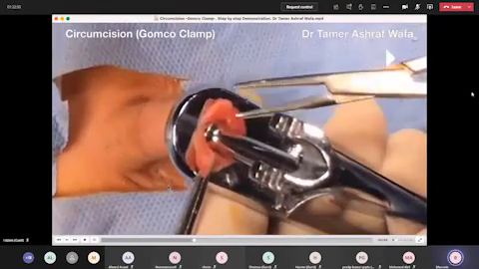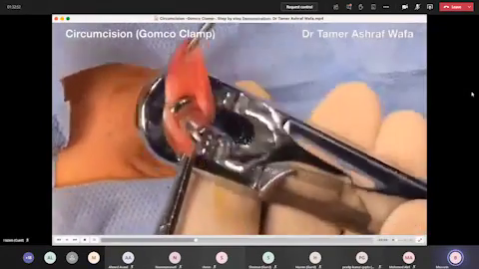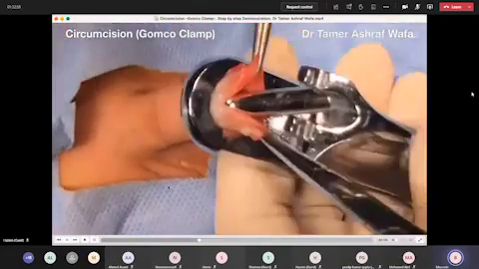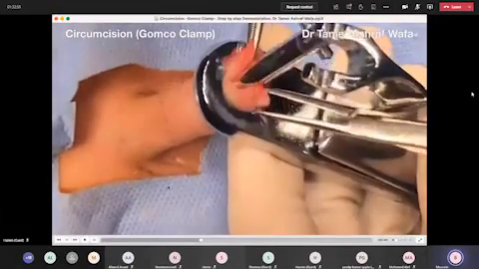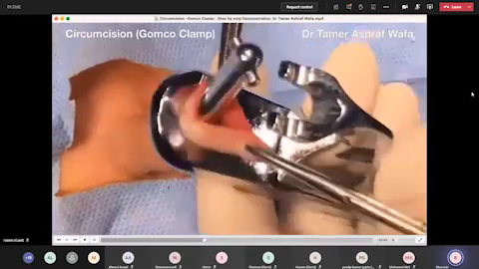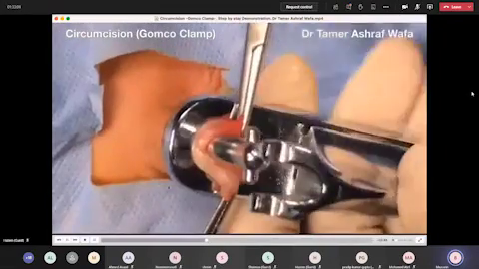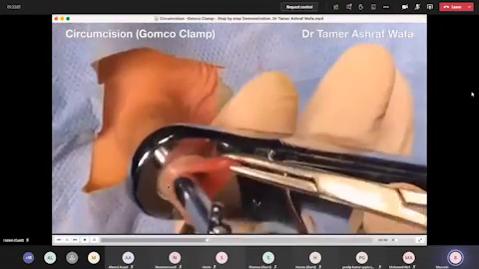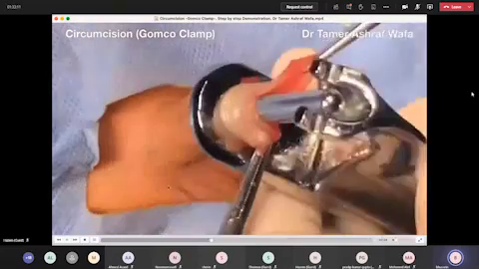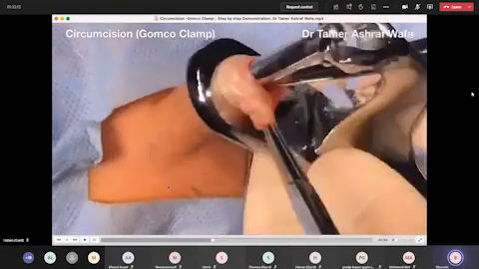Obviously, there are different sizes. You can imagine that GOMCO clamps come in different sizes. They do not come in one size because of different ages and different penile sizes. This is the GOMCO. The GOMCO gets rid of the whole thing in one step. Hemostasis is an issue. Frenular vessels are an issue.